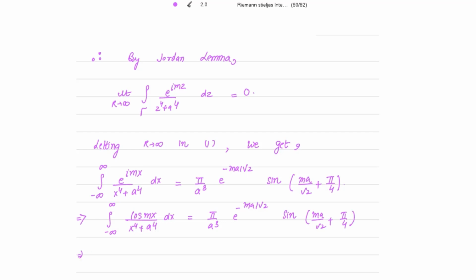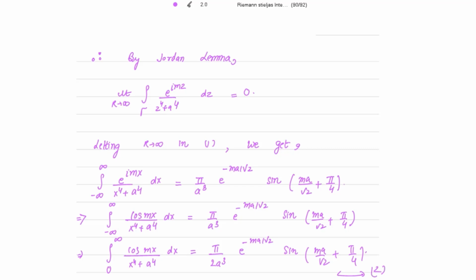Now because the denominator is positive and the numerator is also positive, this is an even function. Cos of mx over x to the power 4 plus a to the power 4 is an even function. So I'm using another property. This negative infinity to positive infinity will change to 0 to infinity, twice. So the integral of cos of mx over x to the power 4 plus a to the power 4 dx is equal to, just write the whole thing again, and taking this 2 to the other side, I get pi over 2a cube e to the power minus ma over root 2 sine of ma over root 2 plus pi by 4.